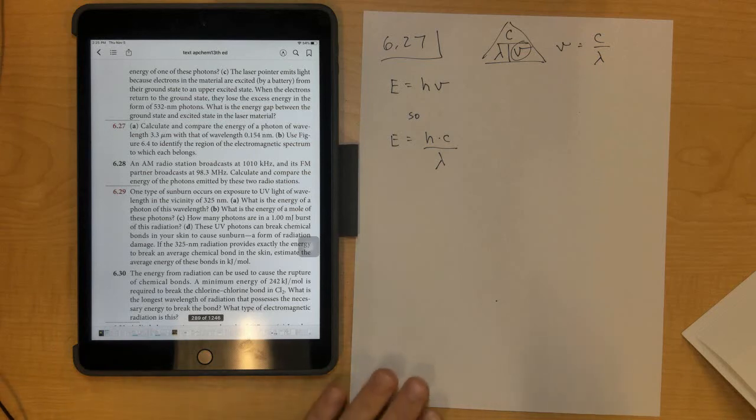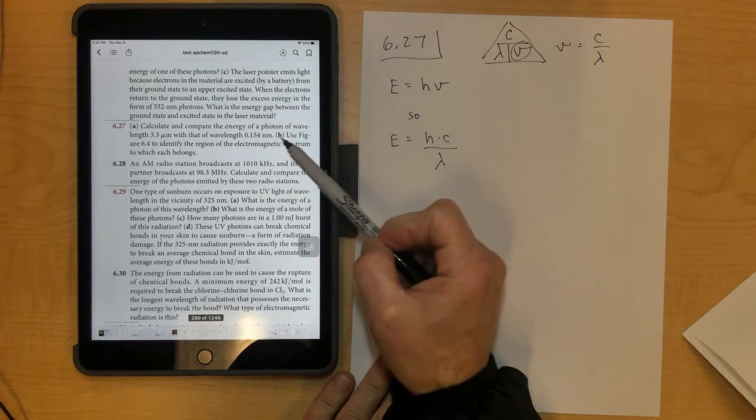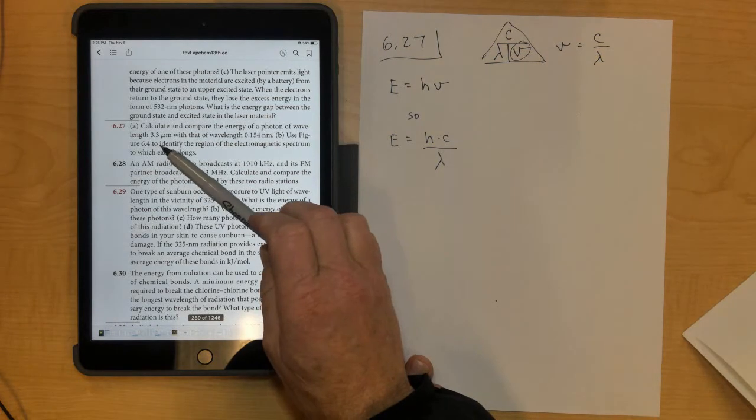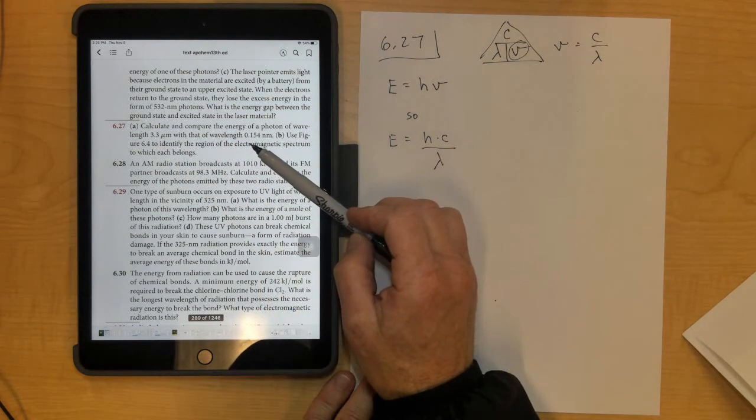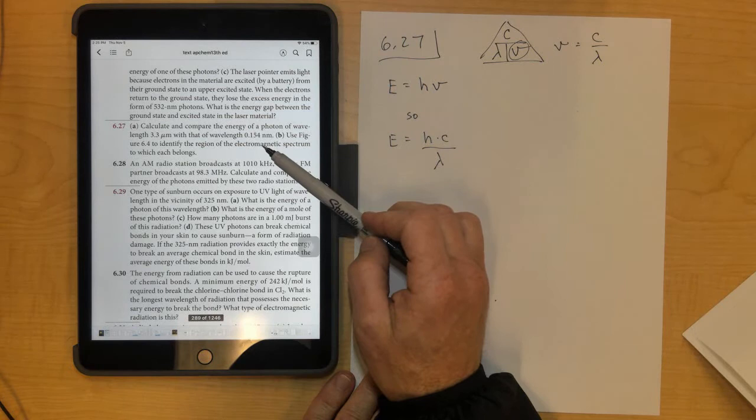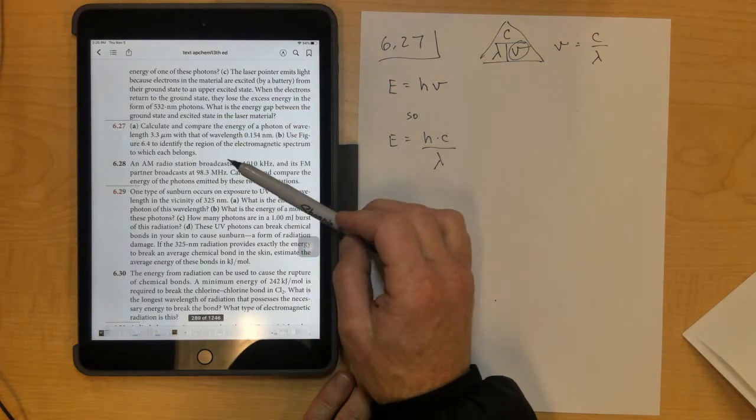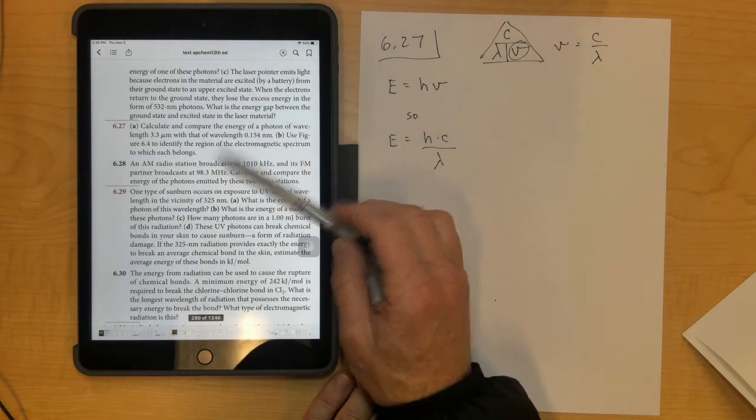All right, so this is number 27. It says calculate and compare the energy of photons with a wavelength of 3 micrometers with a wavelength of 0.154 nanometers. And then use your figure 6.4 to identify the region of the EM spectrum to which each belongs.